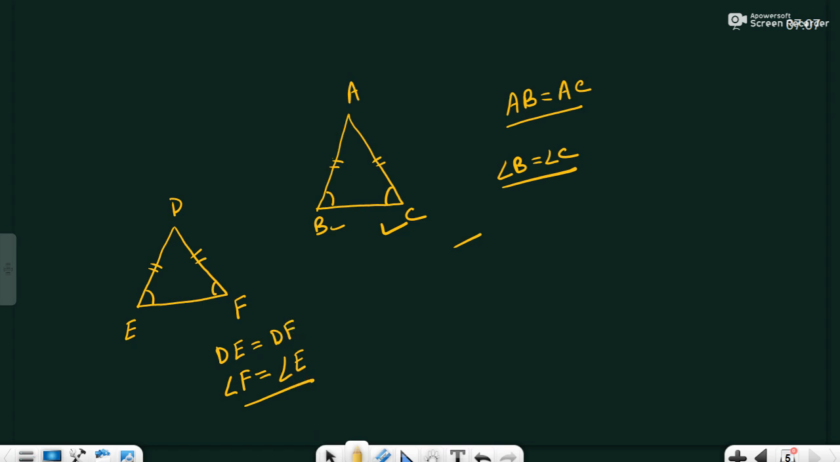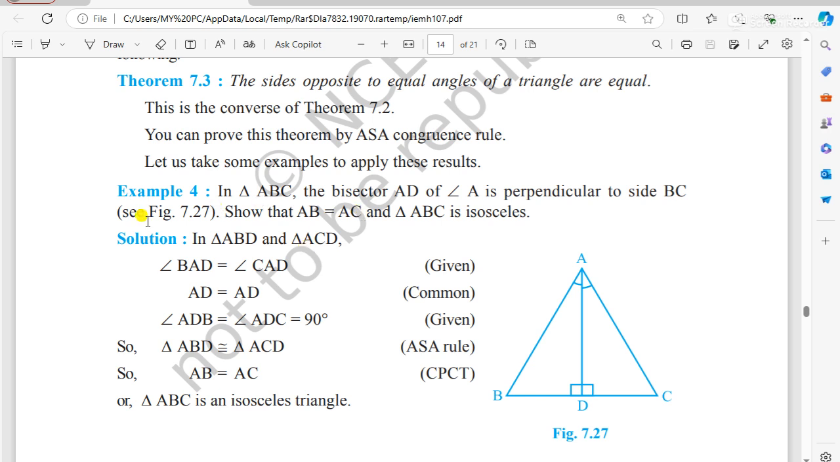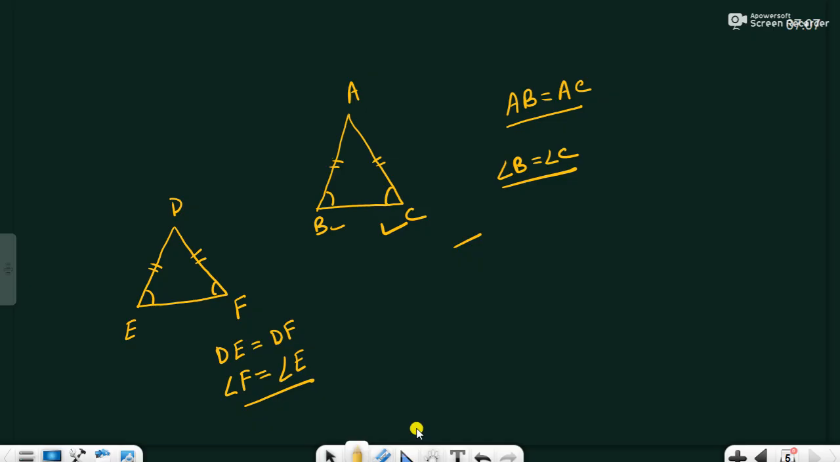This is the converse. Now you can see what is given here. The sides opposite to equal angles of a triangle are equal. That means that if two sides are equal, their opposite angles will also be equal. Or if the angles are equal, then the two opposite sides will also be equal. This is the converse of one to another, right?